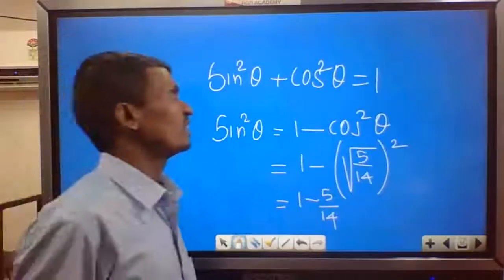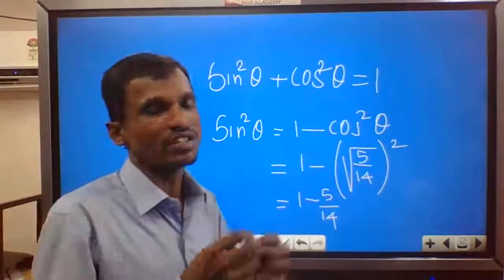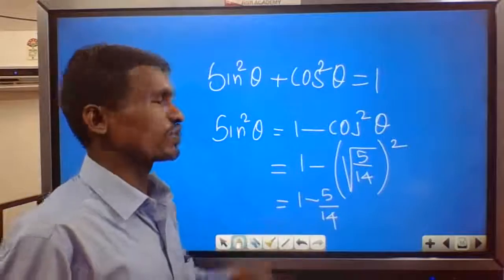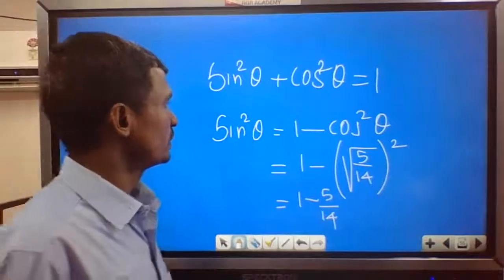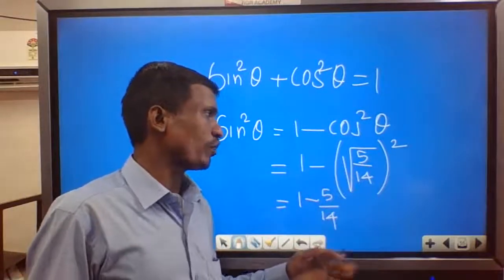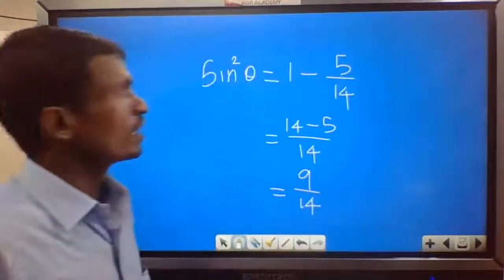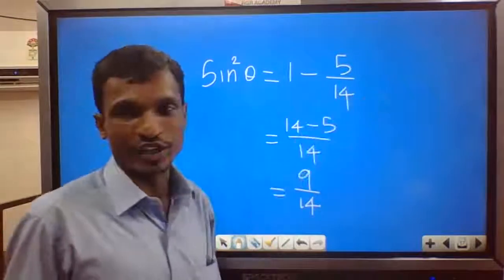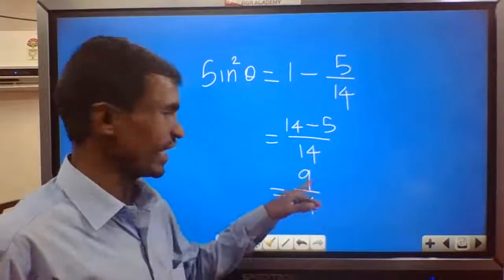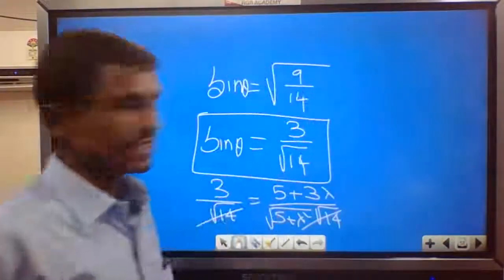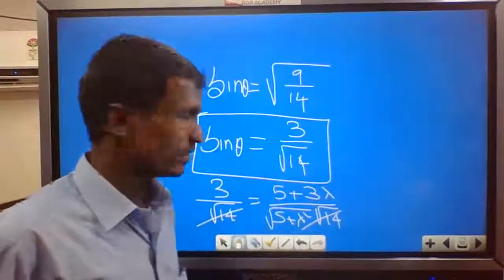We want sin theta. One important trigonometry equation is the relation between sin and cos: sin squared theta plus cos squared theta equals 1. So sin squared theta equals 1 minus cos squared theta. The cos theta is root 5 by 14, whole square. Therefore sin squared theta equals 1 minus 5 divided by 14, which is 9 divided by 14. Sin theta equals root of 9 divided by 14, so sin theta equals 3 divided by root 14.